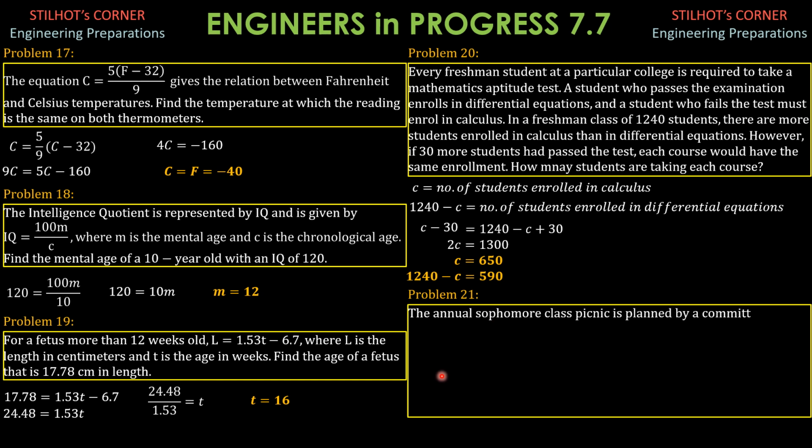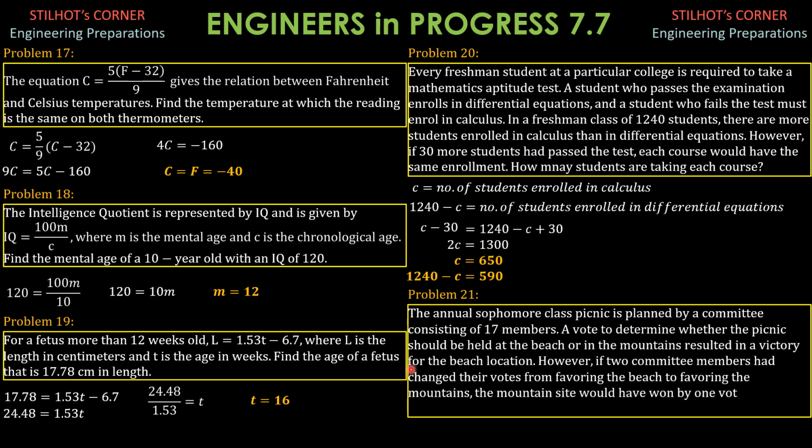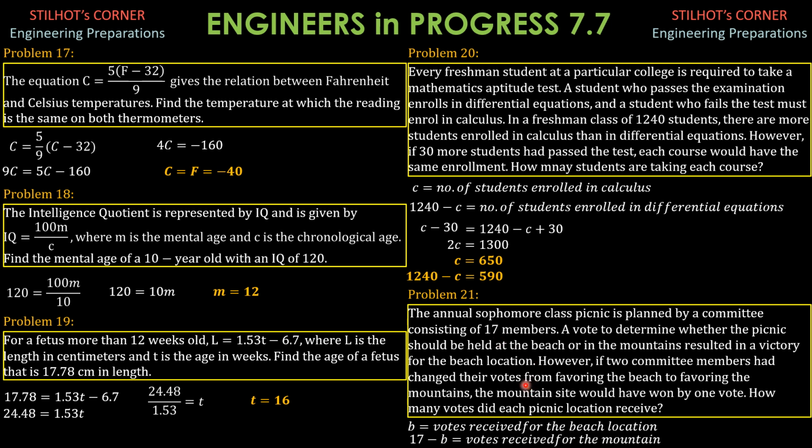Then problem 21, this is the last. The annual sophomore class picnic is planned by a committee consisting of 17 members. A vote to determine whether the picnic should be held at the beach or in the mountains resulted in a victory for the beach location. However, if two committee members had changed their votes from favoring the beach to favoring the mountains, the mountain site would have won by one vote. How many votes did its picnic location receive? So that's the problem. We will denote B, which is greater in number than the other number, as the number of votes for the beach location. And 17 minus B is the number of votes received for the mountain site.